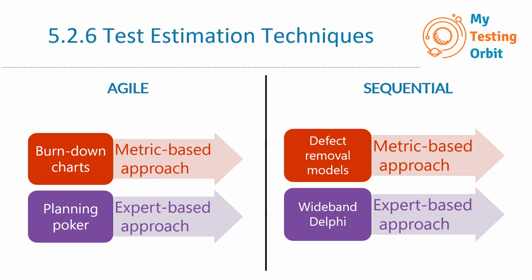The next one is planning poker. So burn down chart is an example of metric based approach because we have metrics in place. We have a graphical representation based on metrics which we are getting each day. So that's why it's known as metric based approach. And an example of expert based approach is planning poker.